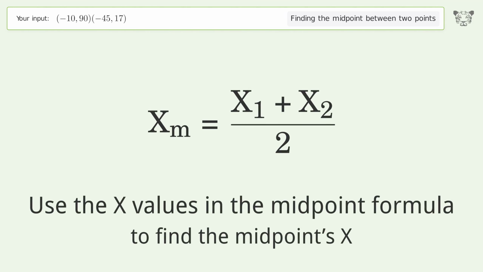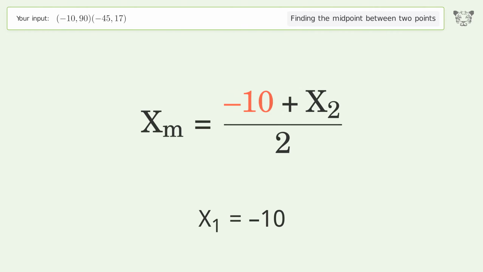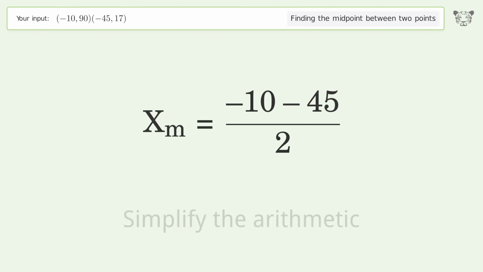Use the x values in the midpoint formula to find the midpoint's x. x1 equals negative 10. x2 equals negative 45. Simplify the arithmetic.